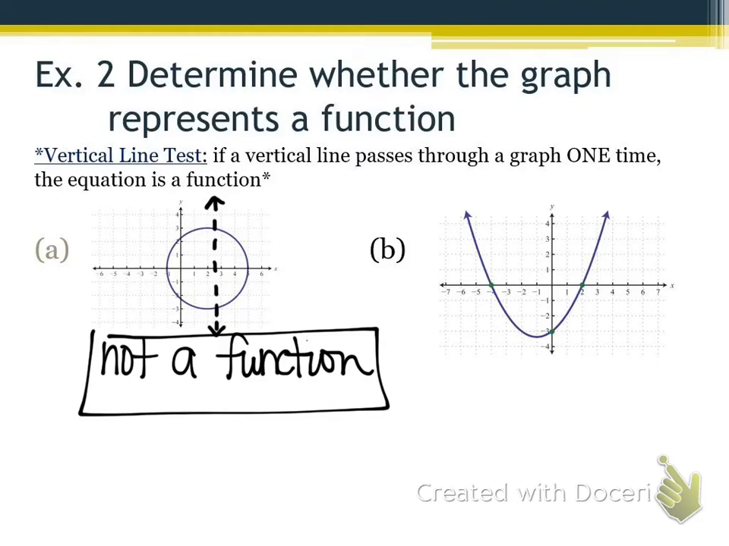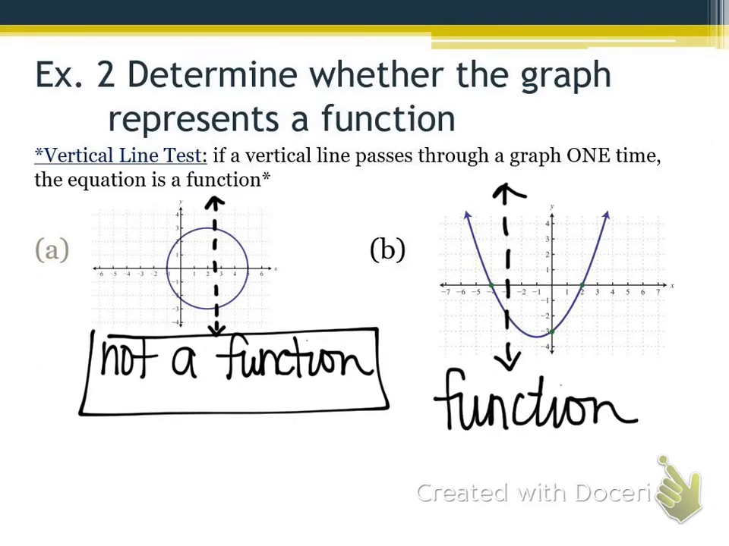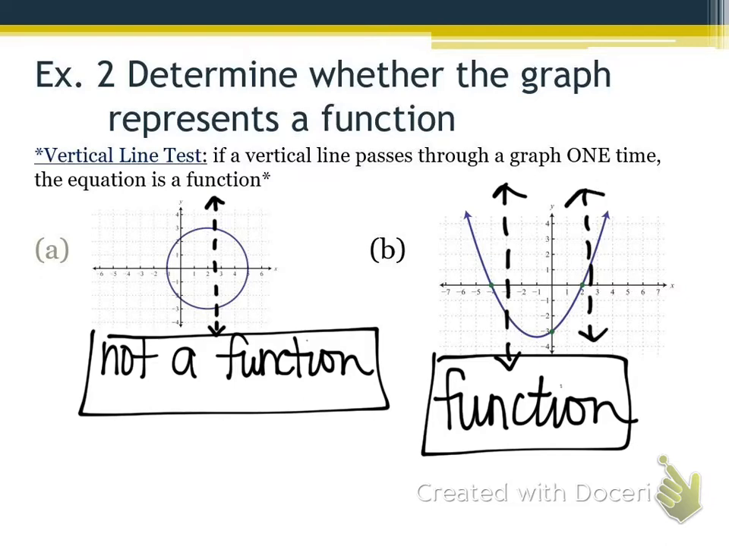Go ahead and do the vertical line test on letter B, and let's see what happens. Again, you can start the vertical line anywhere you want. Noah, how many times does this vertical line pass through my graph? Once. So is letter B a function? Yes. It's also called a parabola, this graph, and we are going to learn how to graph parabolas. But the vertical line test, I could have done the vertical line over here. It only touches my graph one time.